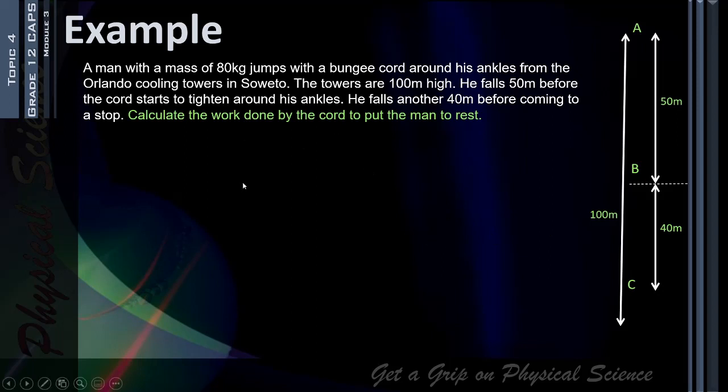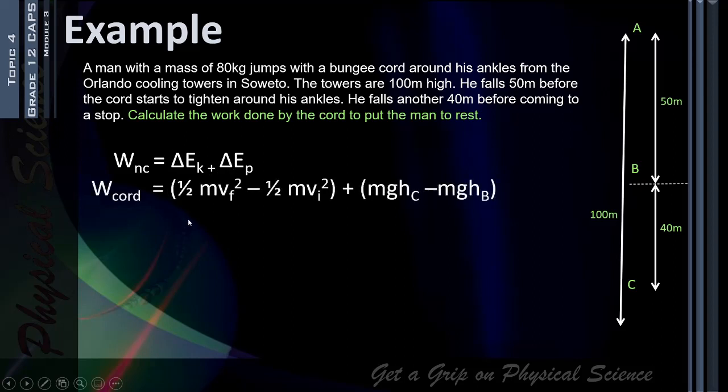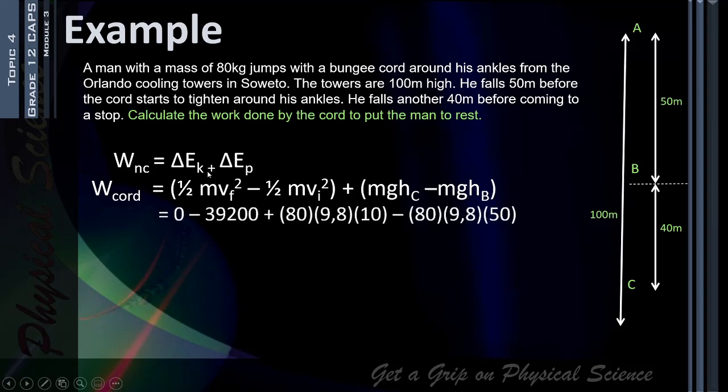Therefore, in this case, the work done by the cord can only be the work done by a non-conservative force. So the work done by non-conservative forces will be the change in kinetic energy plus the change in gravitational potential energy. So if we expand this formula, then the work done by the cord will be equal to the change in kinetic energy, final minus initial kinetic energy, plus the change in potential energy, final minus initial potential energy.